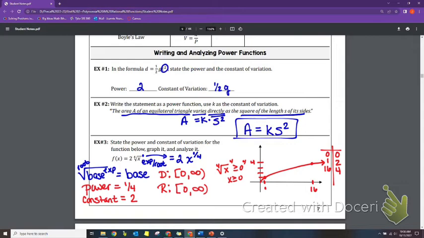Let's see, increasing, decreasing, or constant. We're increasing. Is it continuous? Yes. As far as I don't pick up my pencil when I draw it. It has an absolute minimum of 0. And it is bounded below because it doesn't keep going down. So those are some of the things we could analyze that we've talked about in previous lessons.